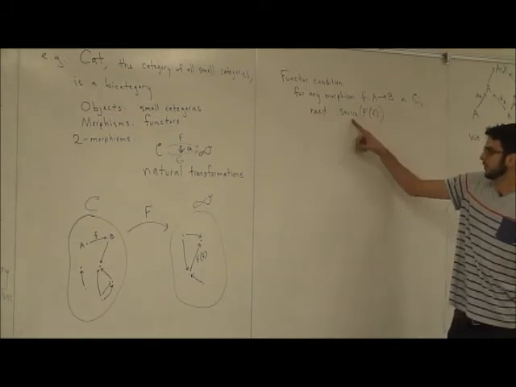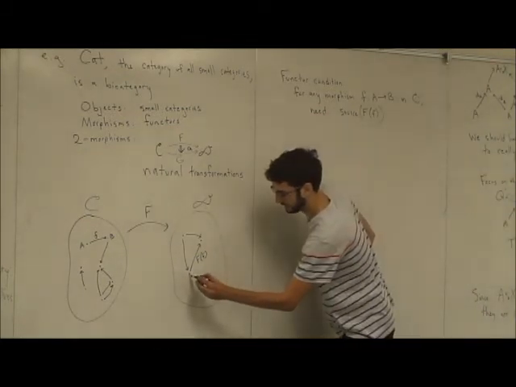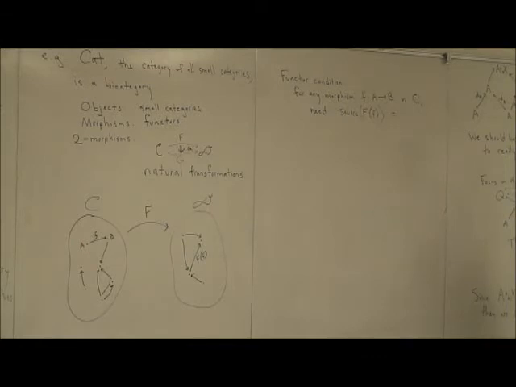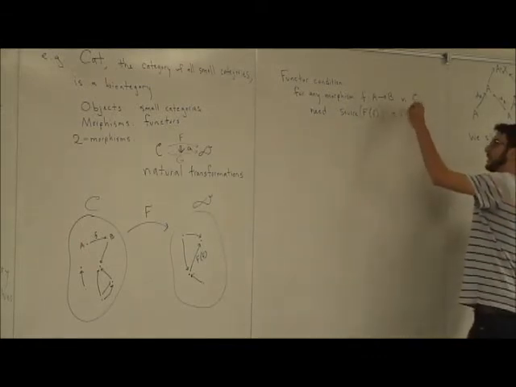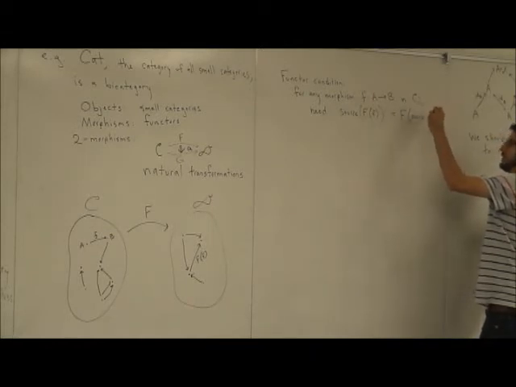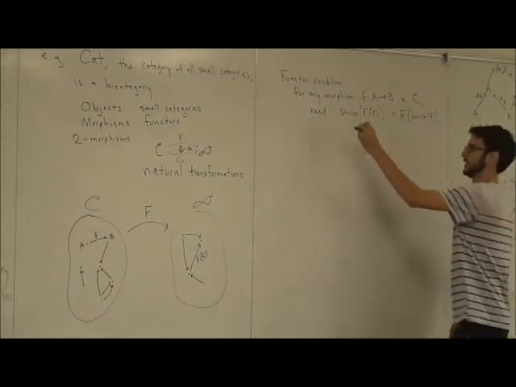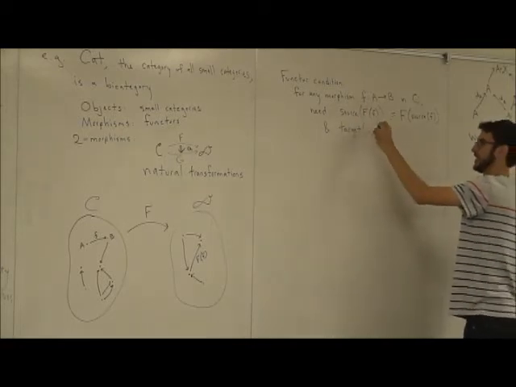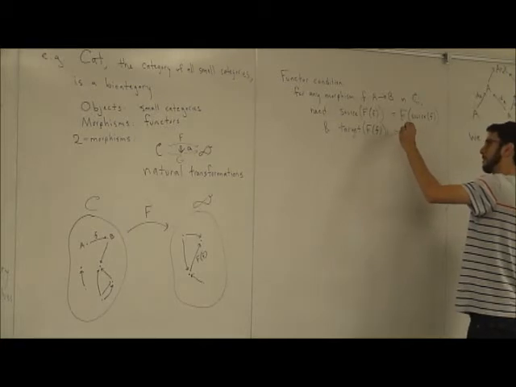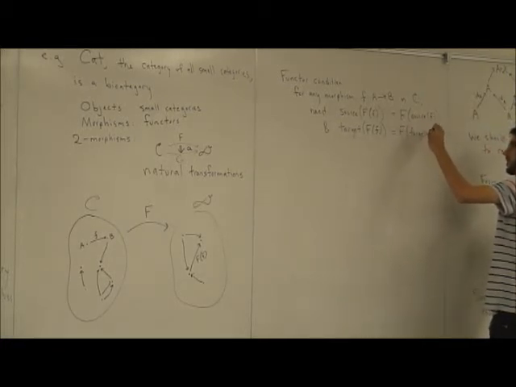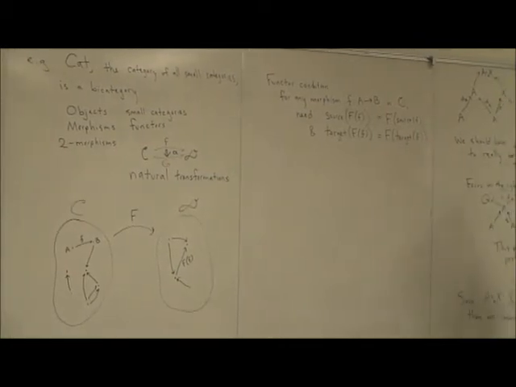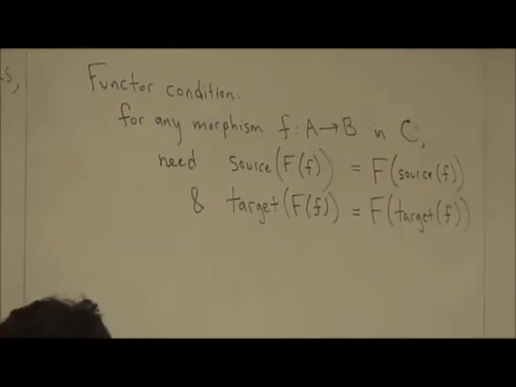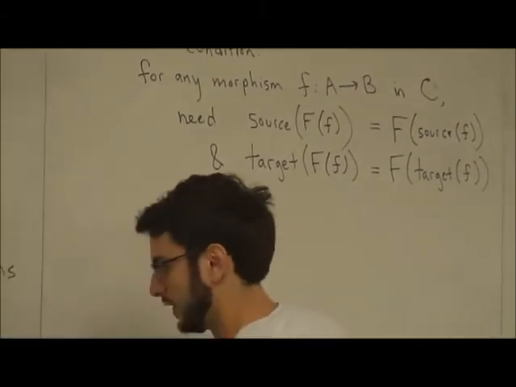So what do we need to have? The source of this guy, that's this, needs to equal what? Yes, the functor applied to the source of f, very good. And same with target. I think John abbreviated source to S and target to T. Yeah, so this is the condition for a map of graphs and also a functor, same thing. Okay, so this would have to be F of A here, and this would have to be F of E.